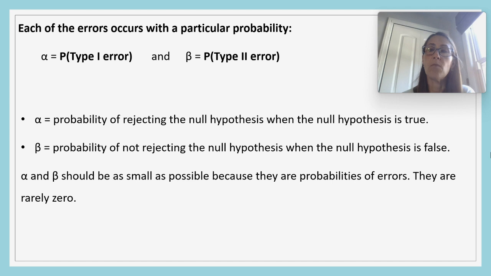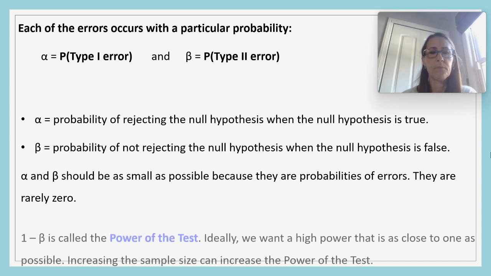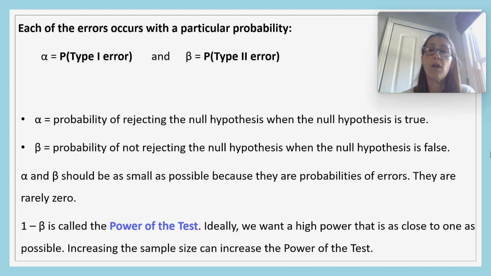Alpha and beta should be as small as possible because they are probabilities of errors. They are rarely 0, but we're trying to get them as small as possible. 1 minus beta is called the power of the test. Ideally, we want a high power that is as close to 1 as possible. Increasing the sample size can increase the power of the test. If beta is the probability of not rejecting the null hypothesis when the null hypothesis is false, 1 minus that, remember, would be the rest of the probability: rejecting the null hypothesis when the null hypothesis is false.